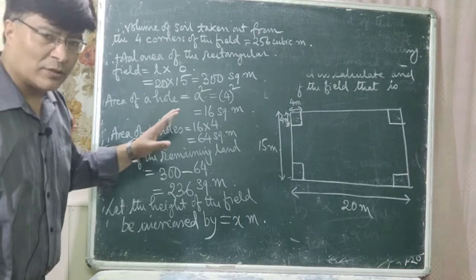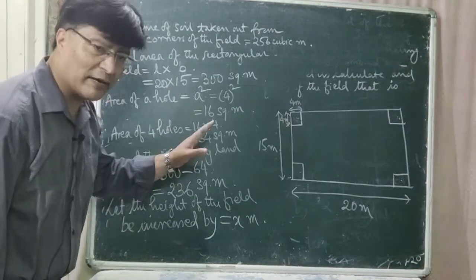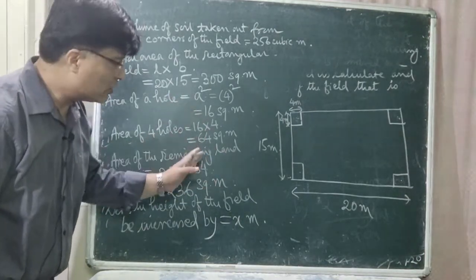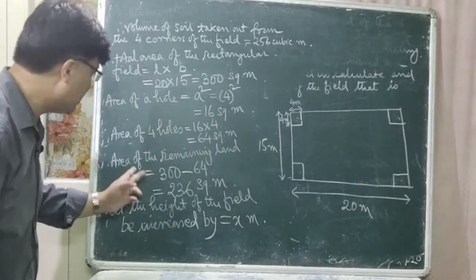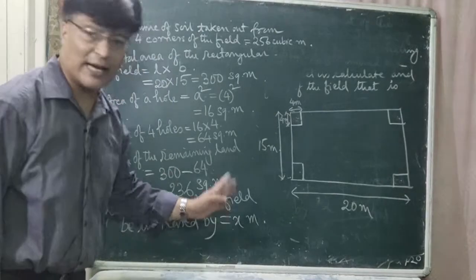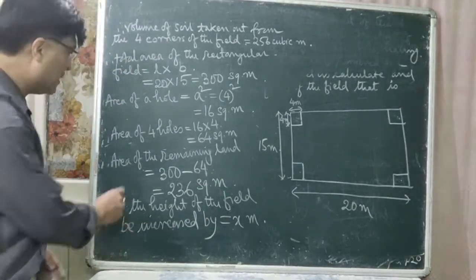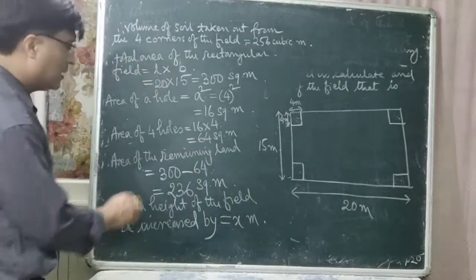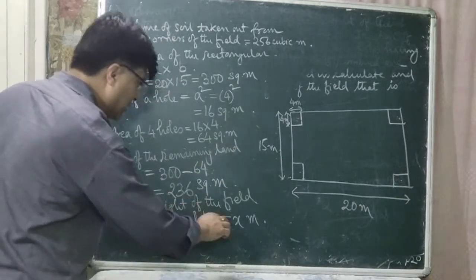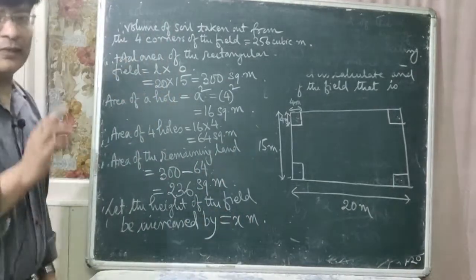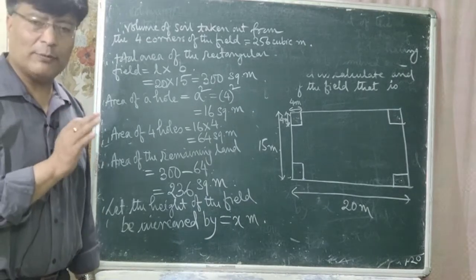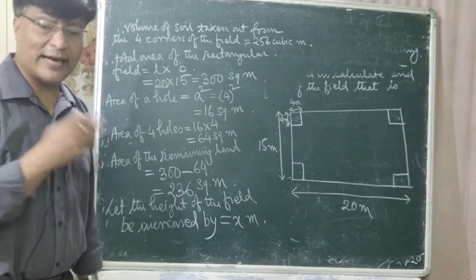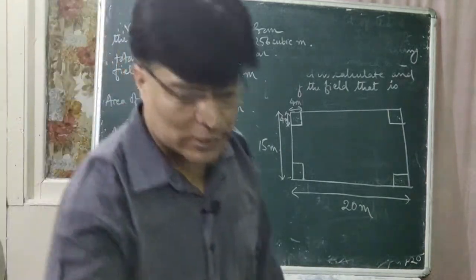Okay, now again you can find out the volume of that field increased by using area of the remaining land into this height, isn't it? If you multiply area of the remaining land into height x meter, that will give you the volume of the field that is increased by.